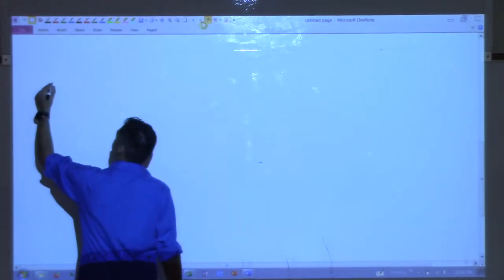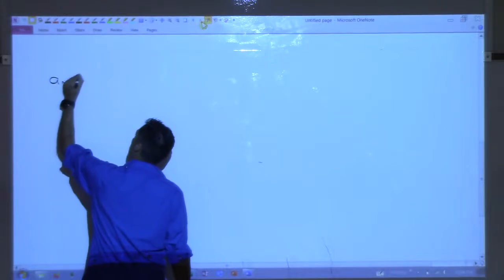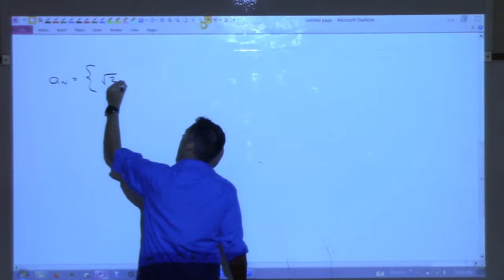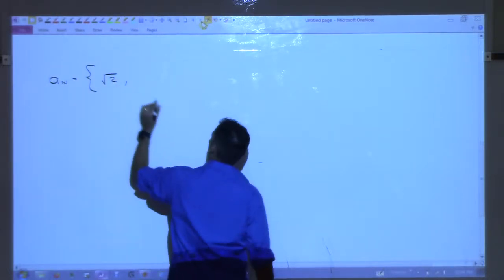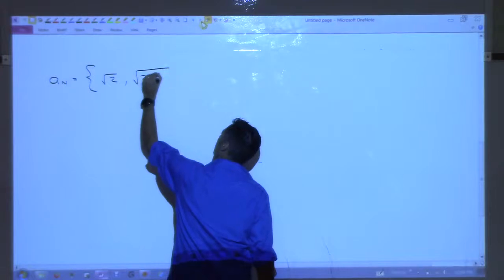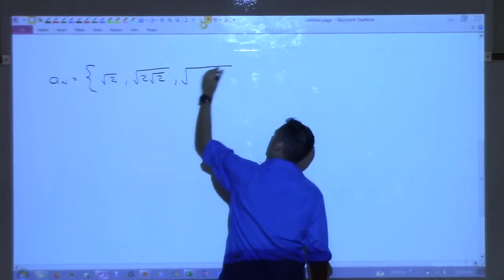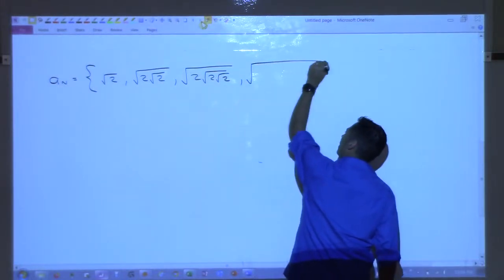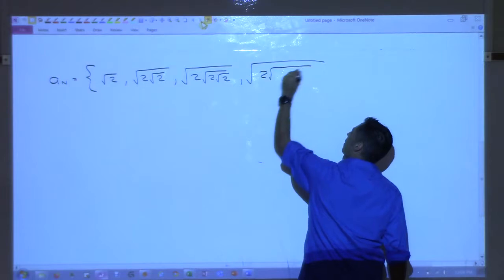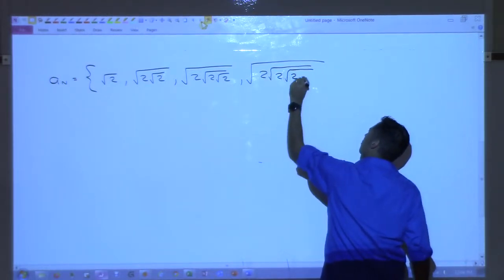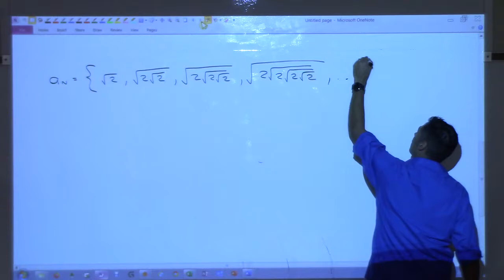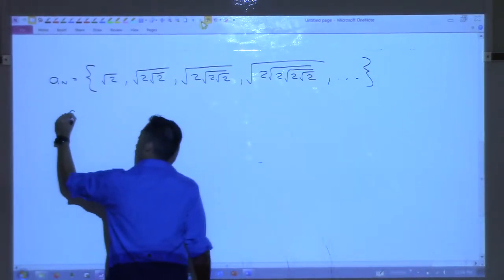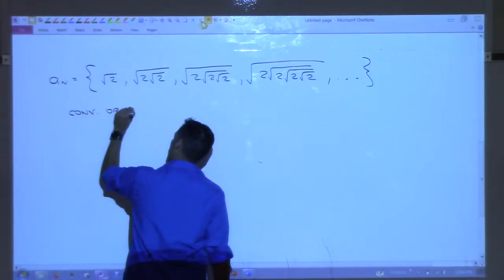Okay, I'm going to give you another sequence. A sub n is equal to this sequence: root 2, root 2 root 2, root 2 root 2 root 2, root 2 root 2 root 2 root 2. I think you get the idea. So does this converge or diverge?